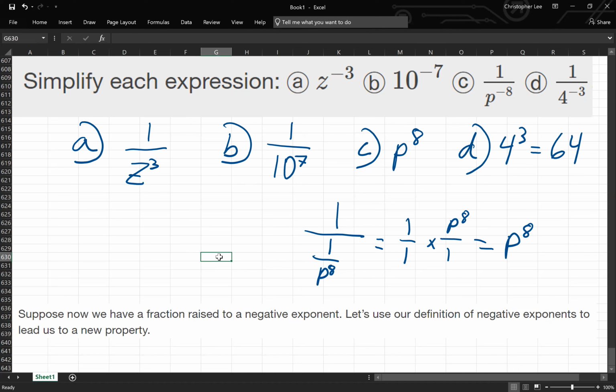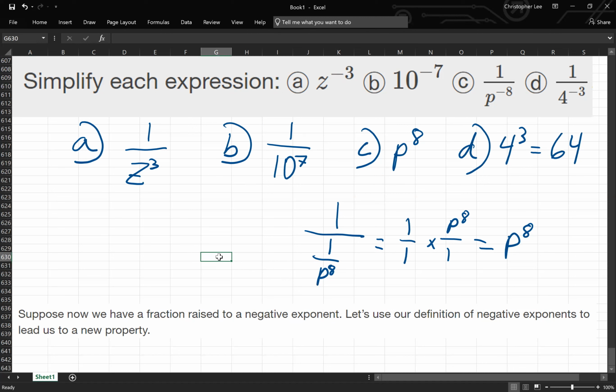So to get from the original fraction raised to a negative exponent to the final result, we took the reciprocal of the base, the fraction, and changed the sign of the exponent. This leads us to the quotient to the negative power property. New vocabulary. Let's take a look at that again real quick. So you have the quotient to a negative power property right here.